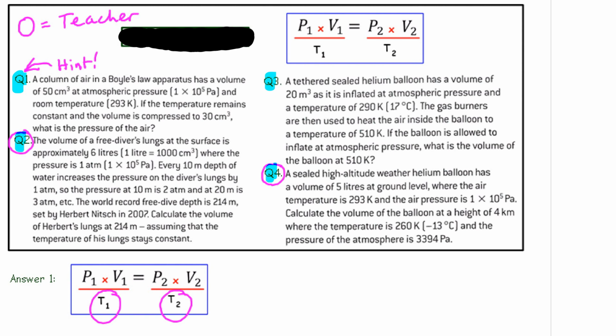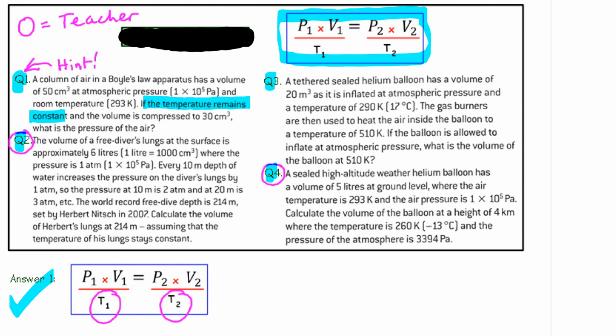If the temperature remains constant, I'm going to highlight that now, and the volume is compressed to 30 centimeters cubed, what's the pressure of the air? Now, we're going to use this equation here. P1 times V1 over T1 equals P2 times V2 over T2. Now, I've written it down here as well. There's the equation. Always write it down.